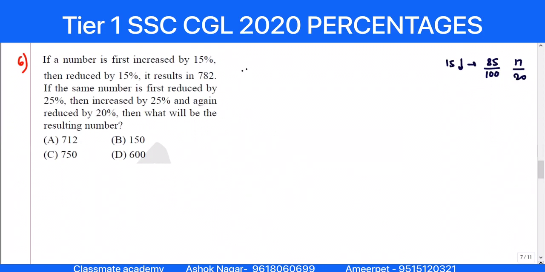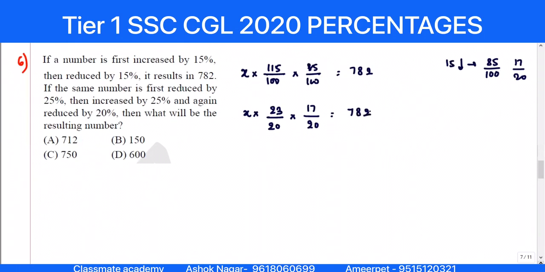If a number x increases by 15%, that means 115 by 100. Decreases by 15% means 23 by 20 and 17 by 20. 17 by 20 times 23 by 20 is equal to what? 782, right? What is 23 into 17? 20 plus 3, 20 minus 3. So you can simply say how much?